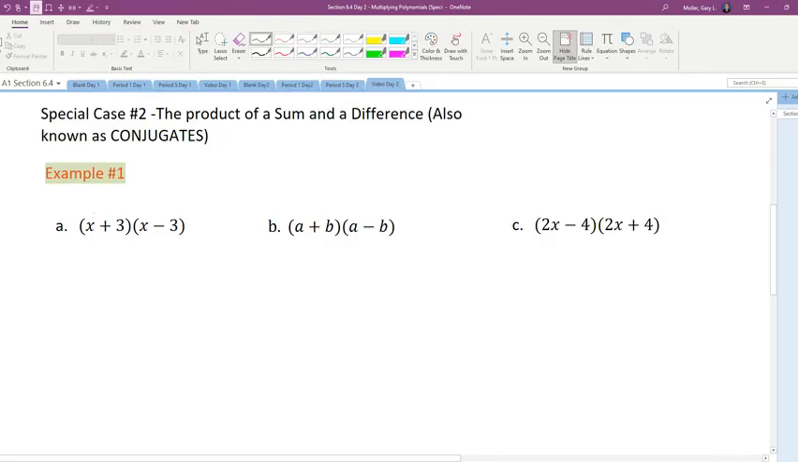All right, if I do the FOIL, I do x times x is x squared. X times -3 is -3x. And then positive 3 times x is a positive 3x. 3 times -3 is -9. When I add them together, -3x and positive 3x cancel out. I'm simply left with x squared minus 9.